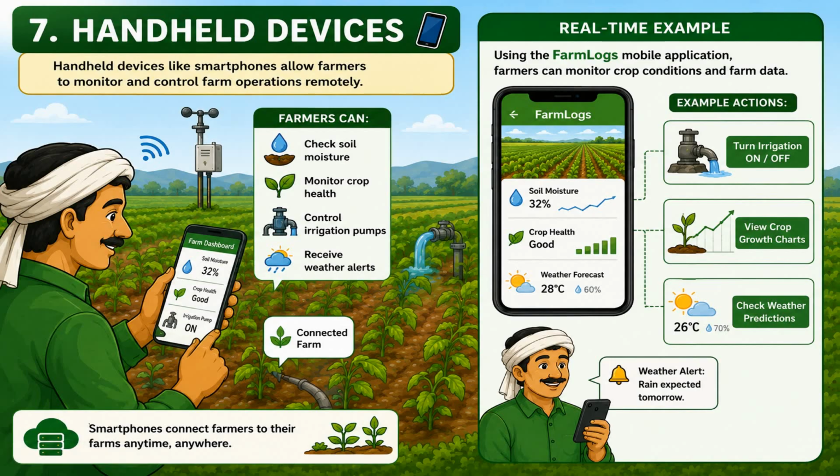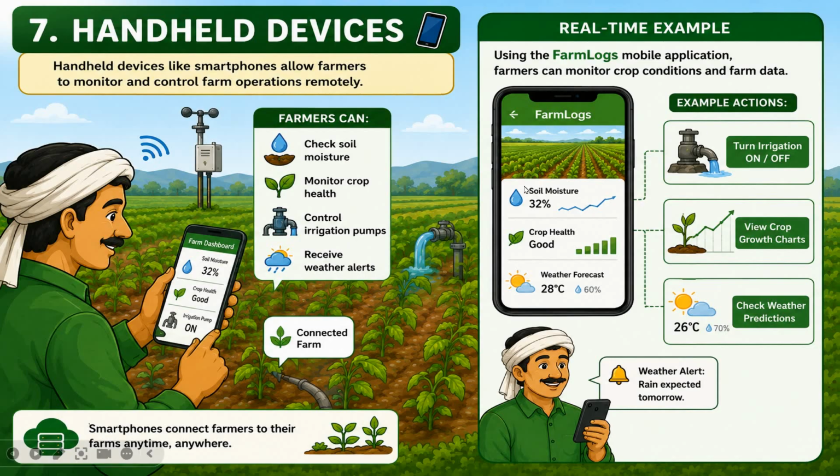And this helps the farmer stay updated about the field conditions without physically visiting the farm. Now here the main task the farmers can perform using the handheld devices are shown, where the farmers can check the soil moisture levels, monitor crop health and control irrigation pumps, and also receive the weather alerts directly on their smartphones. Now this makes farm management easier and more efficient.